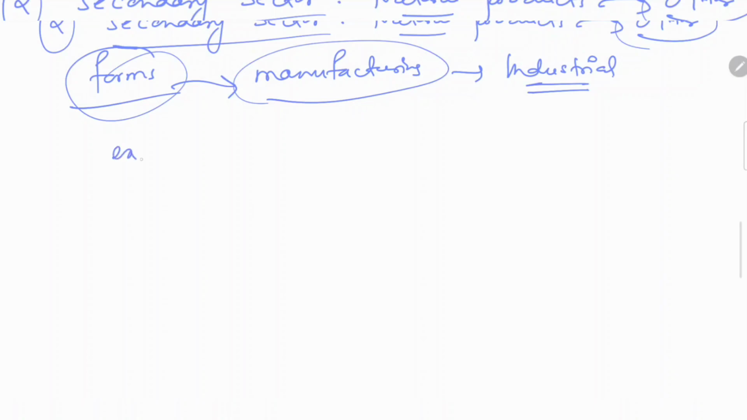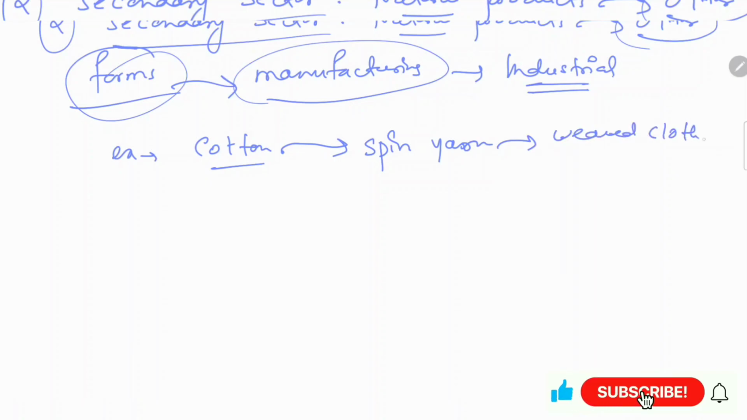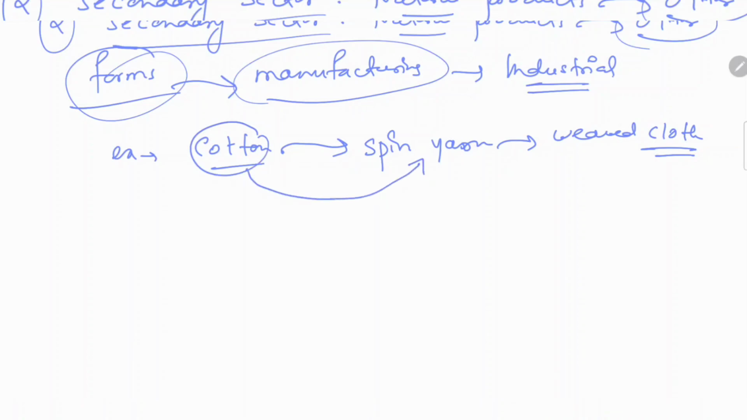For example, consider the cotton that we got in the primary sector through agriculture. This can be converted into yarn. We can spin it into yarn, and this yarn can be woven into cloth. The cloth we wear finally. How is this coming? This is coming from cotton. Cotton is spun into yarn and later converted into cloth.